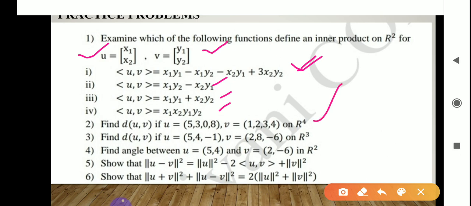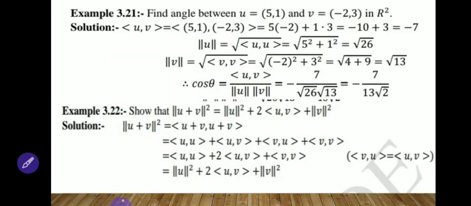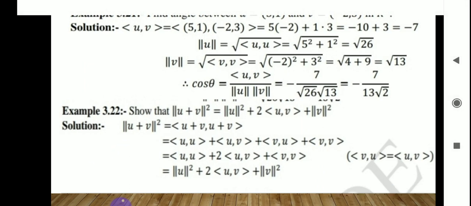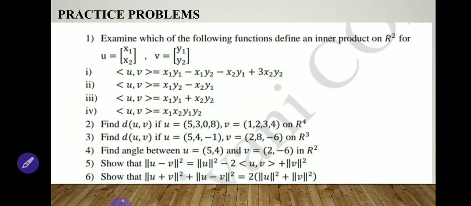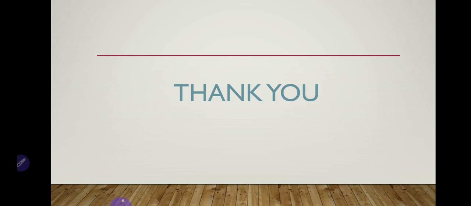Then find the distance between u and v on R4. This is also simple. Find the distance between u and v on R3. This is also simple. Angle between u and v in R2. This is also simple. And for solving the last two problems, take the help of this problem. Okay, so these are some concepts on inner product space. In the next video we will start orthogonal vectors, orthonormal vectors, orthonormal basis, orthogonal basis, and then the Gram-Schmidt process. Thank you.